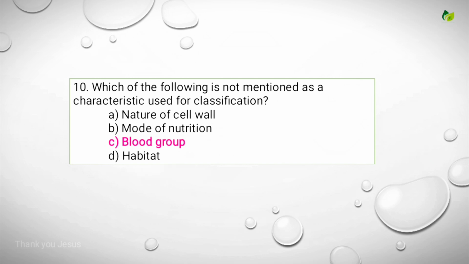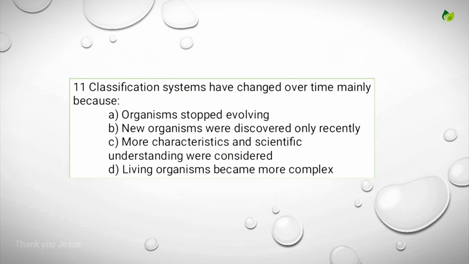Why? Because blood group is not considered in classification. Cell structure, mode of nutrition, reproduction, habitat, and evolutionary relationships are all considered during classification, but blood group is not included. That's why the correct answer is blood group. Let's see the next question.